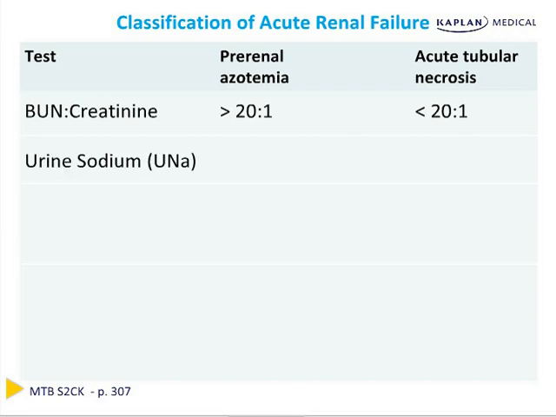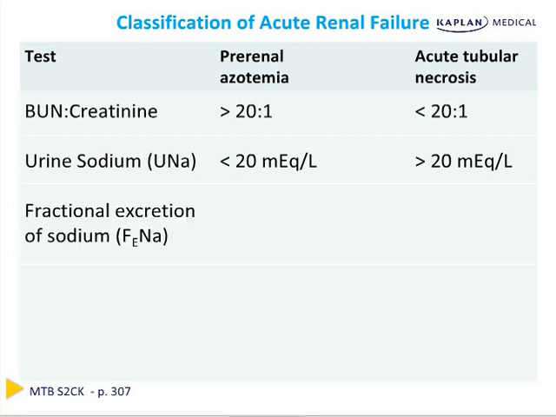The next laboratory test we discussed was the urine sodium concentration. Now remember, in prerenal azotemia, the kidney itself is normal, so the kidneys are going to be able to appropriately reabsorb sodium, leading to an appropriately low urine sodium concentration. The number to memorize is less than 20 milliequivalents per liter. That's in contrast to acute tubular necrosis, where the kidney itself is damaged. The damaged kidney can't appropriately reabsorb sodium, so that leads to an inappropriately high urine sodium concentration.